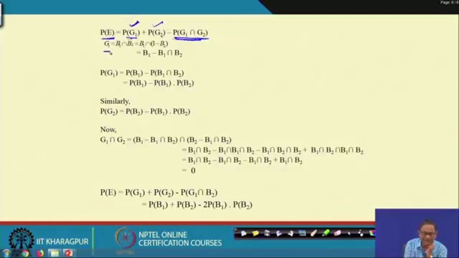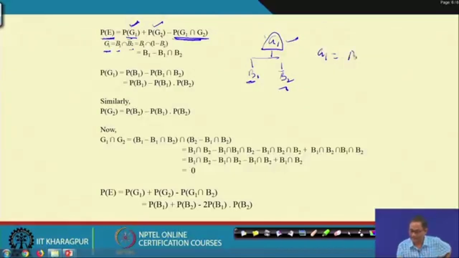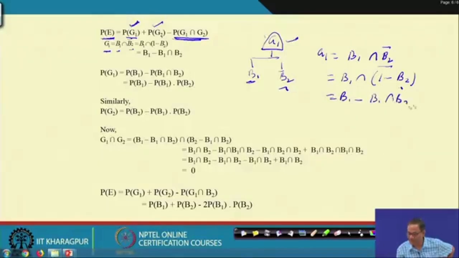Now, what is G1? G1 is basically an AND gate with B1 and B2 bar. B1 should occur, B2 should not occur. So, because of the AND gate, G1 is B1 intersection B2 bar. We can write G1 in terms of a Venn diagram as B1 intersection B2 bar. This can be written as B1 intersection (1 minus B2), because the event B2 either occurs or does not occur, so B2 bar is 1 minus B2. Then this can be written as B1 minus B1 intersection B2, which is what is written here.